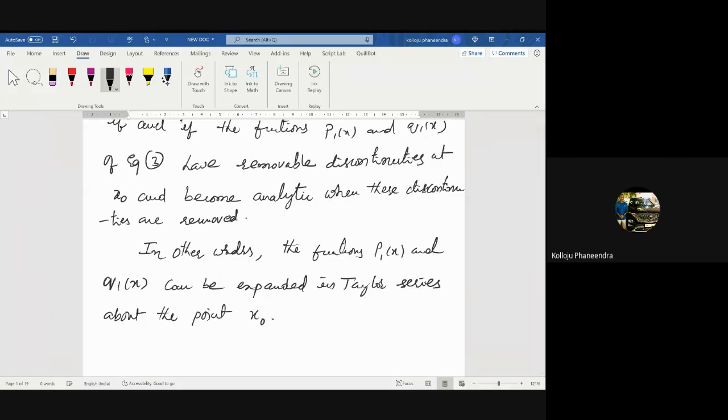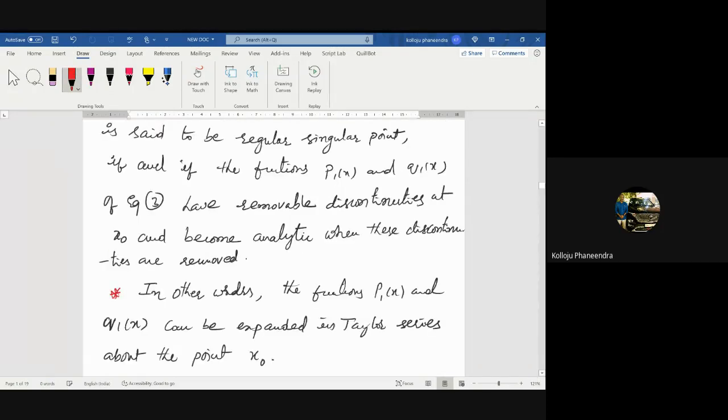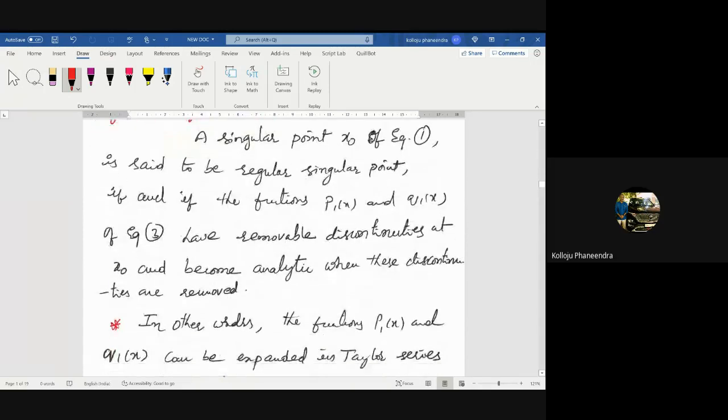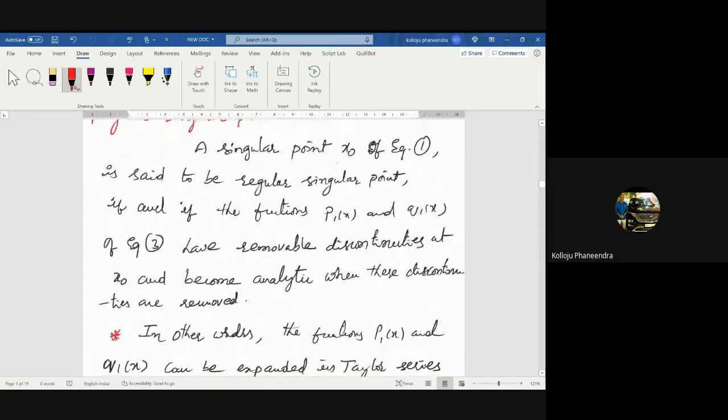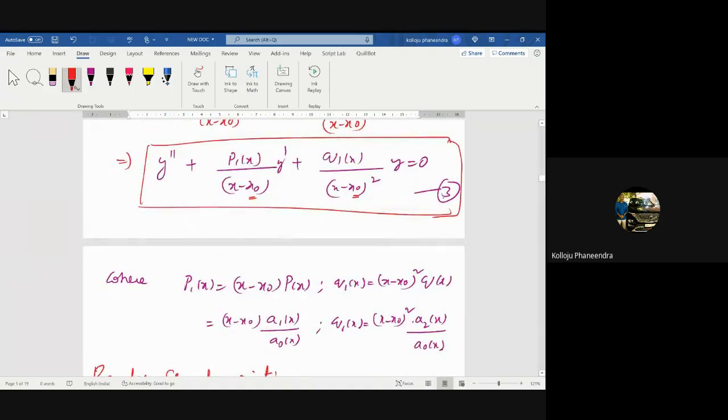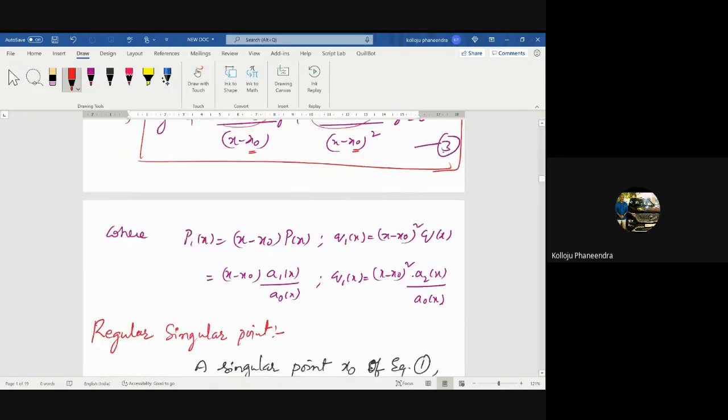Point x naught. This is simple, you remember this. Okay, now I will explain. What is the thing here? Regular singular point. When x naught is a singular point, it is called a regular singular point when, in this differential equation 3, this P1x function and this Q1x function both have removable discontinuities.